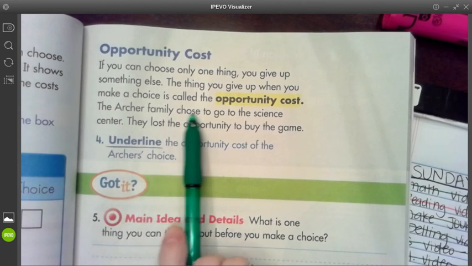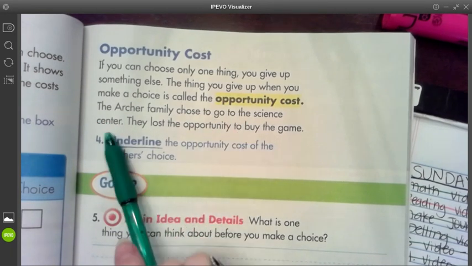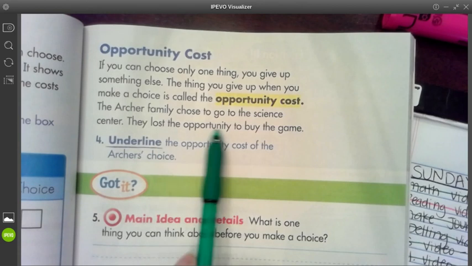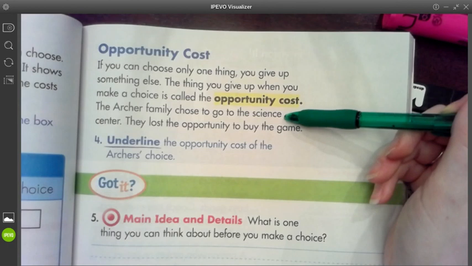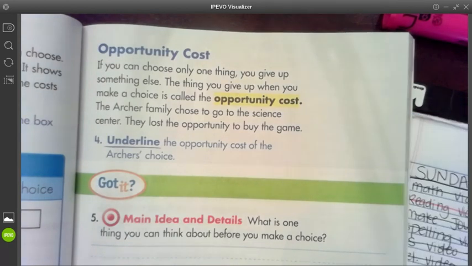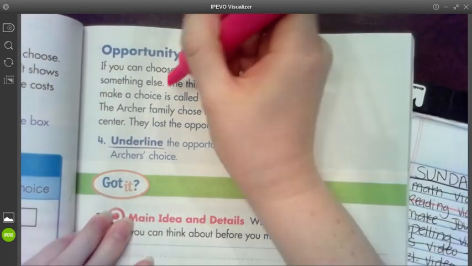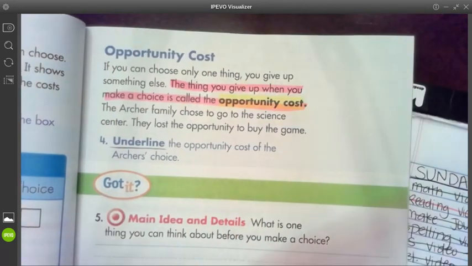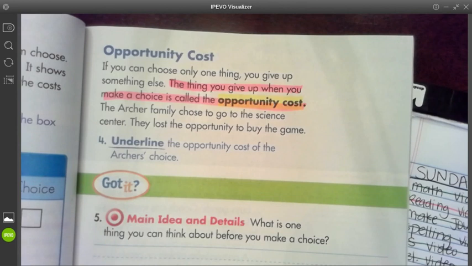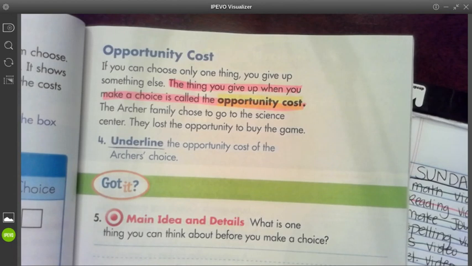The Archer family chose to go to the science center. They lost the opportunity to buy the game. So how many of you also chose the science center? That's what they chose. So opportunity cost, if you want to get your highlighter out real fast or pencil to underline, it is the thing you give up when you make a choice. So you have what you don't pick. I guess it's an easier way of saying it. So opportunity cost is what you don't pick.